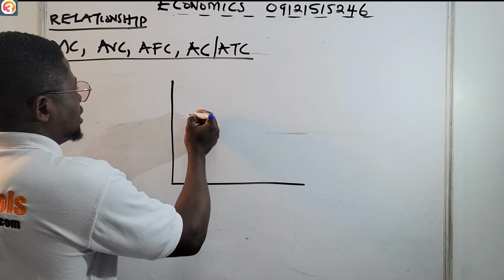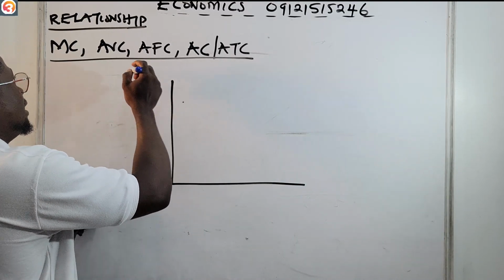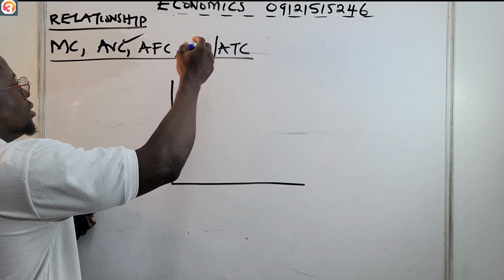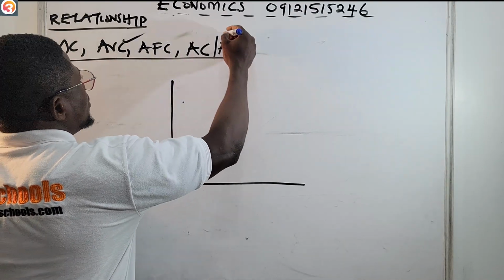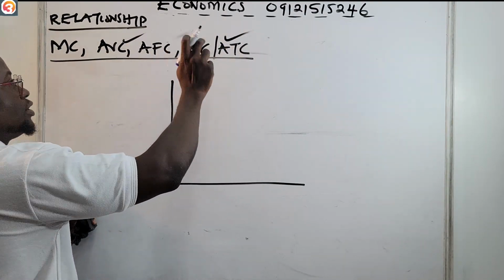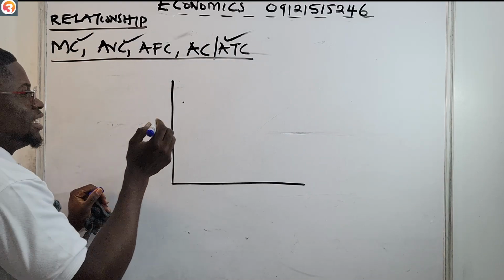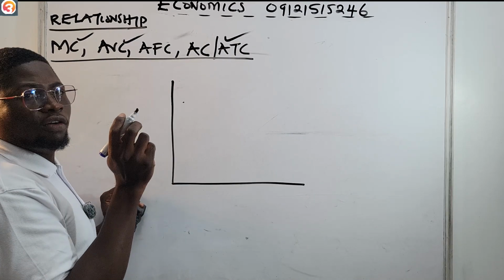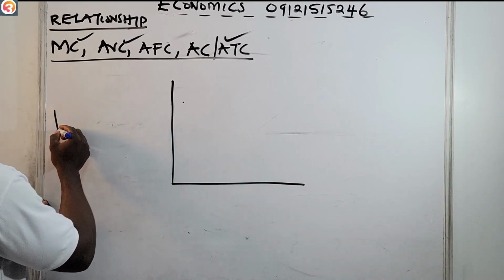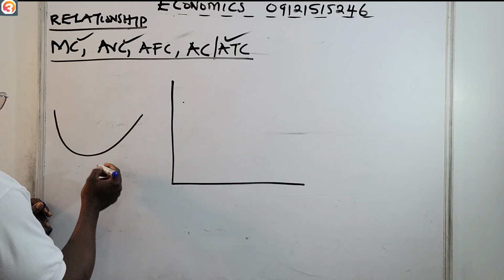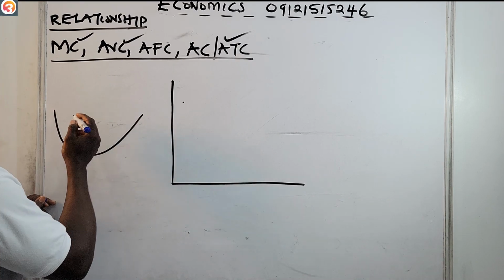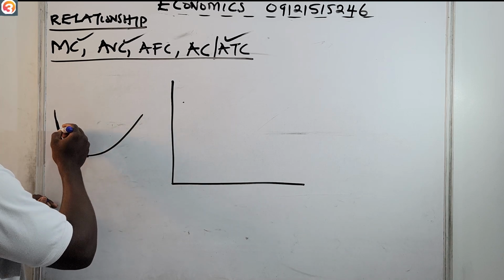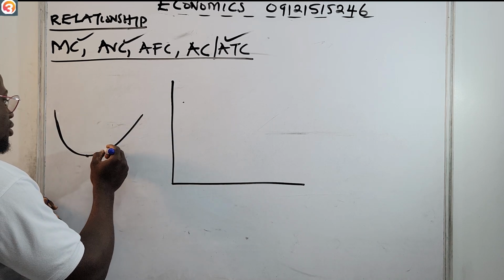First of all, know that the average variable cost, the average cost, and the marginal cost all have U-shaped curves. The curves are U-shaped, they have minimum points, indicating that each was falling at a point, then began to rise.